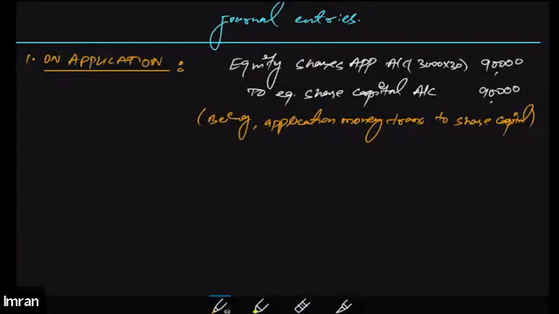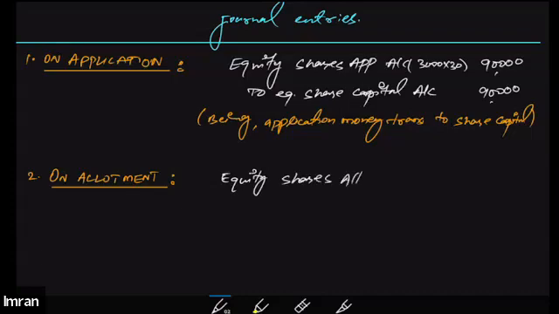So for allotment, on allotment, the journal entry will be: equity shares allotment account to equity share capital account. Yes or no, everyone? Is it clear?